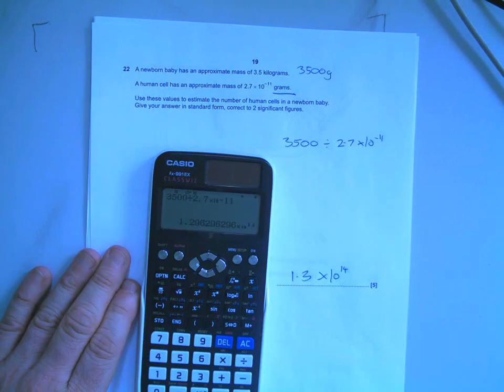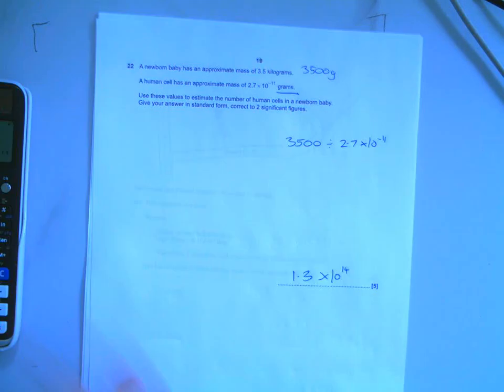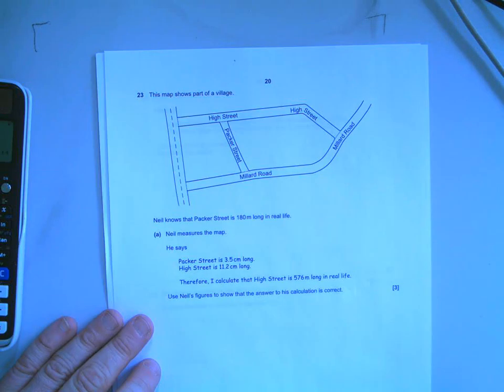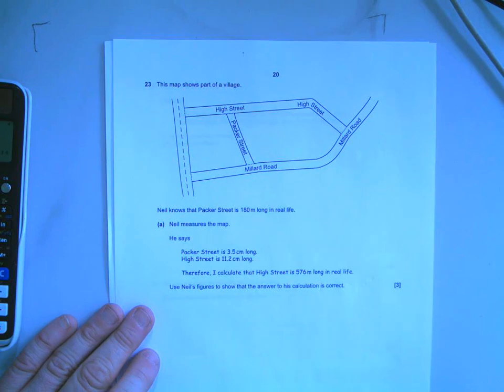This map shows part of a village. Neil knows that Packer Street is 180 metres long. He measures the map. On the map Packer Street is 3.5 centimetres, High Street is 11.2. Therefore, he calculates the High Street is 576. Show that his calculation is correct. So basically, this is finding the scale of the map.